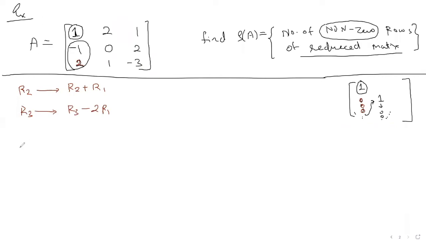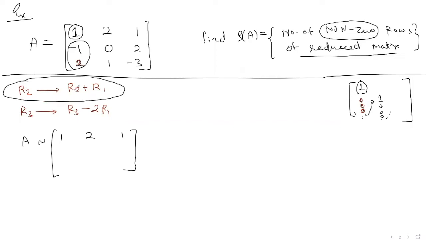So this matrix A, let me use the black color for this. A will reduce to, it is equivalent to, see, row 1 is not changing. So 1, 2, 1 stays the same. Now we have to perform this operation. We want to do row 2 plus row 1. So when we add the two, -1 plus 1 will become 0. Row 2 has 0 and this is 2. So if you add them, it becomes 2. I encourage you to do this with me. Then you add 2 and 1, so it becomes 3. So this is the first operation done.